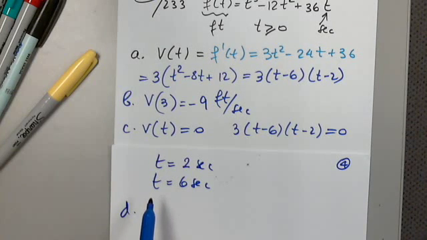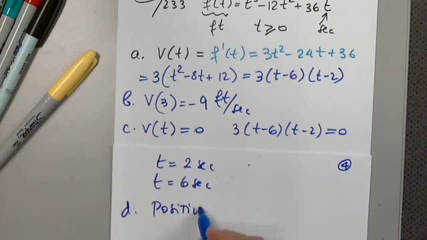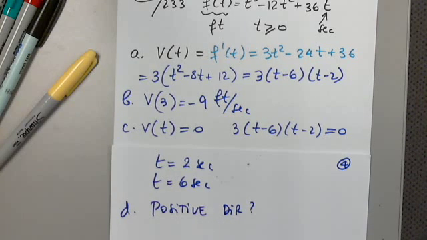Part D. When is the particle moving in a positive direction? Okay. So, the particle is moving in the positive direction when its velocity is positive, either going up or going to your right. The particle is moving in the negative direction when the velocity vector is going to your left or going down. So in this case, I will say positive direction when V of t is positive. Negative direction, because we need to discuss both, when V of t is less than 0.